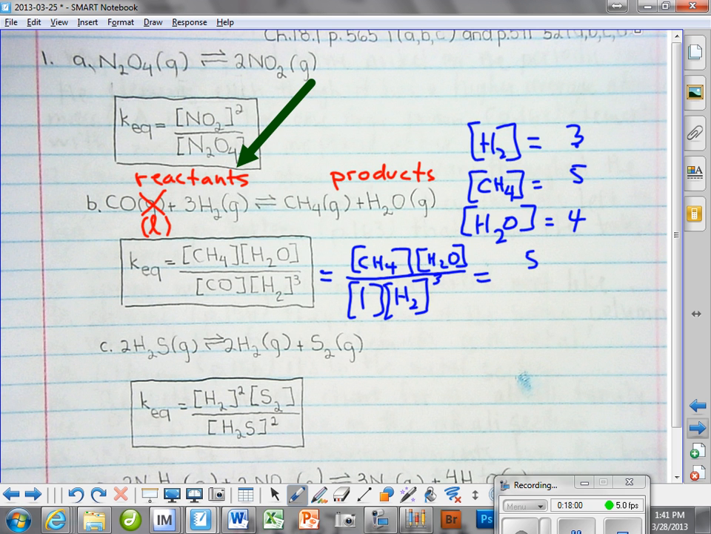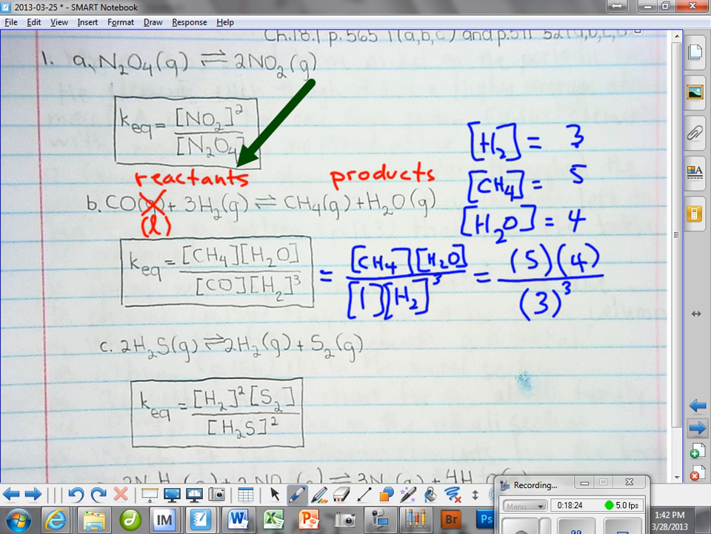All right, so now all we have to do is plug in the numbers. CH4 is 5, and now we don't need to worry about the brackets. We can just write parentheses. The water is 4, and the hydrogen is, sorry, 3, and that baby's cubed, and then we solve.